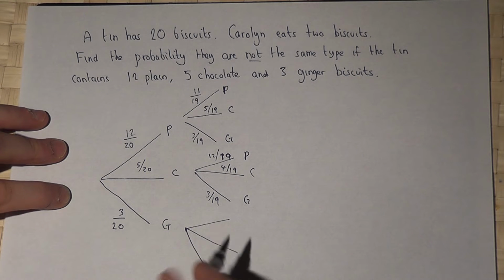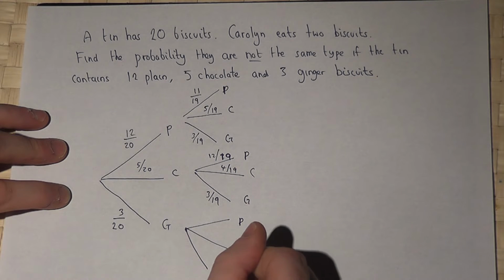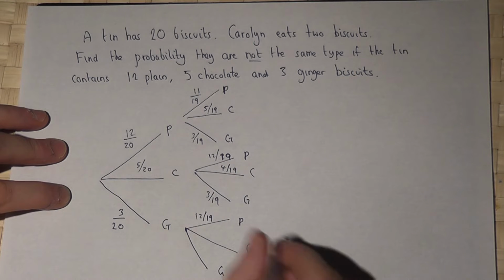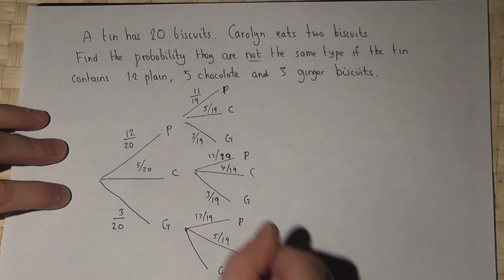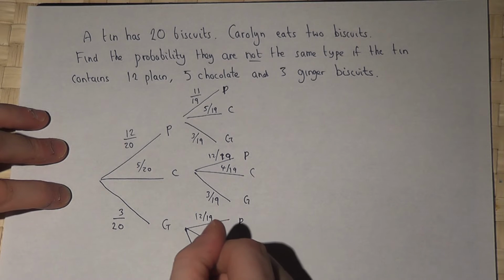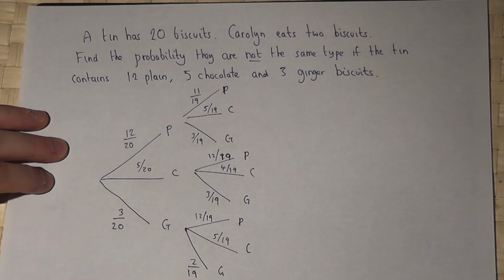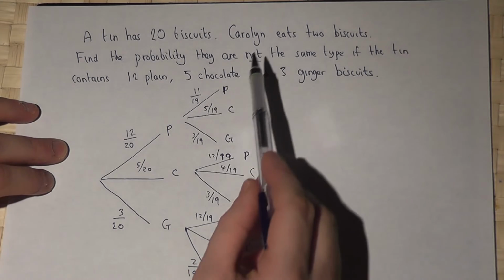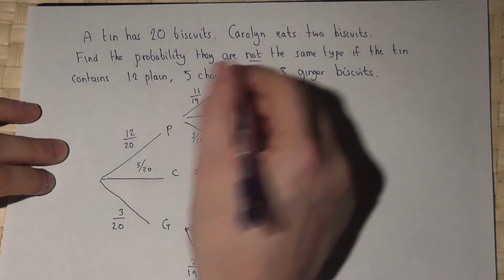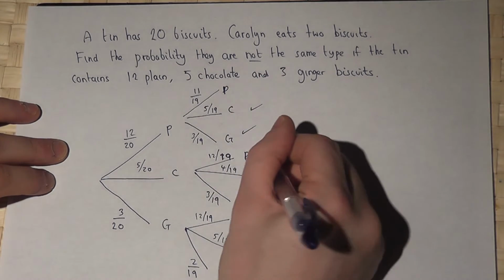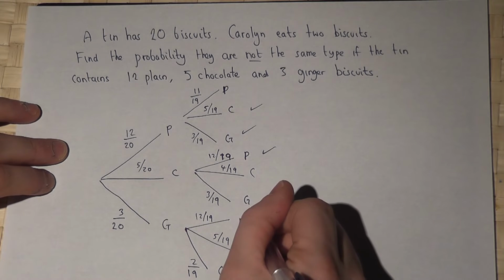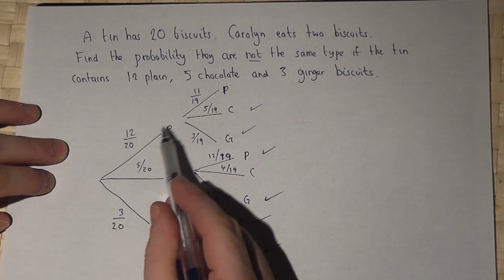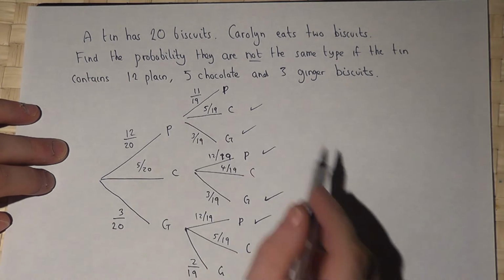But if she got a ginger first, there are still 12 plain, there are still 5 chocolate, but now there are 2 ginger. Now, the options which include not the same type are plain chocolate, plain ginger, chocolate plain, chocolate ginger, ginger plain, and ginger chocolate. So I must work out each of these by timesing together the fractions.